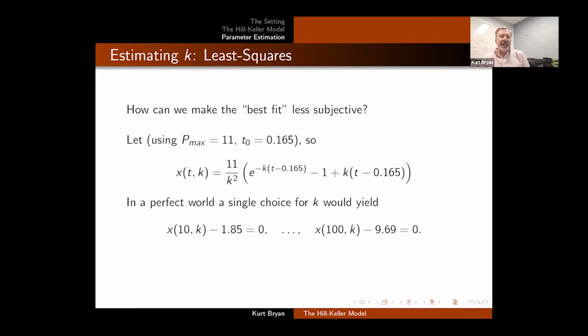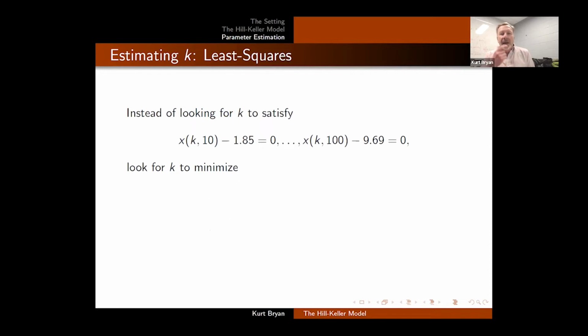There they are, the 10 equations written out in the form of x at a given time equal to a given position. Well, actually, I think I got my times and positions backwards there. Oops, I transposed them. In any case, you get the idea. I got 1.85 where I wanted 10 and 10 where I wanted 1.85. In any case, it's 10 equations and 1 unknown. There's not going to be a solution. There's not going to be any value of k that satisfies that.